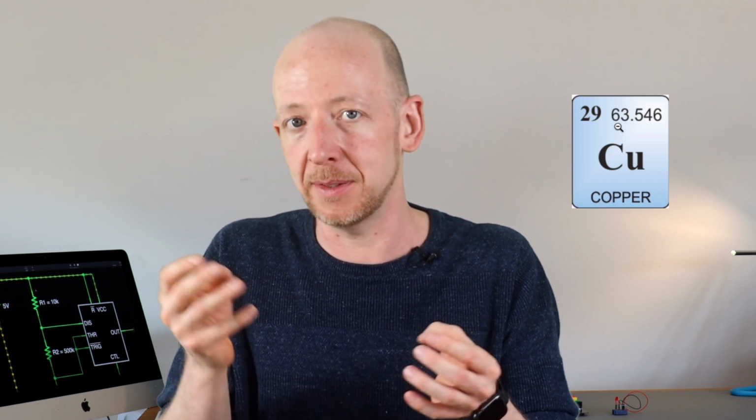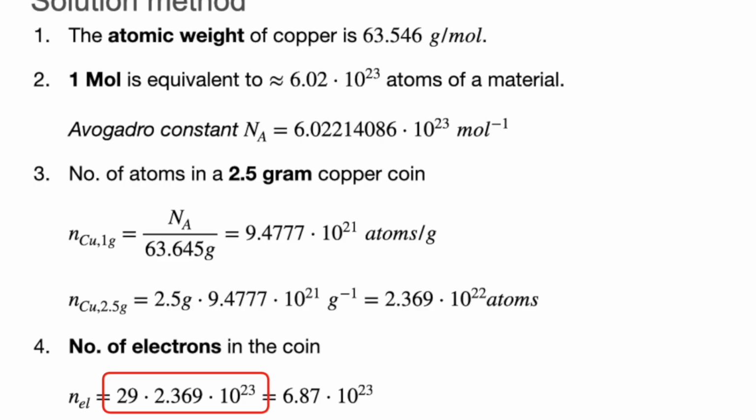Now to find out the number of electrons, we again have to look into the periodic table of elements, and the number 29 in the upper left corner indicates how many protons are contained within the atomic nucleus of copper. And if we know the number of protons, then we also know the number of electrons orbiting the nucleus, which is exactly the same number, in this case 29. And therefore, in the fourth and last step, we only have to multiply the number of copper atoms by the number 29, and as a result we get the number of 6.87 times 10 to the power of 23 electrons contained in our copper coin.